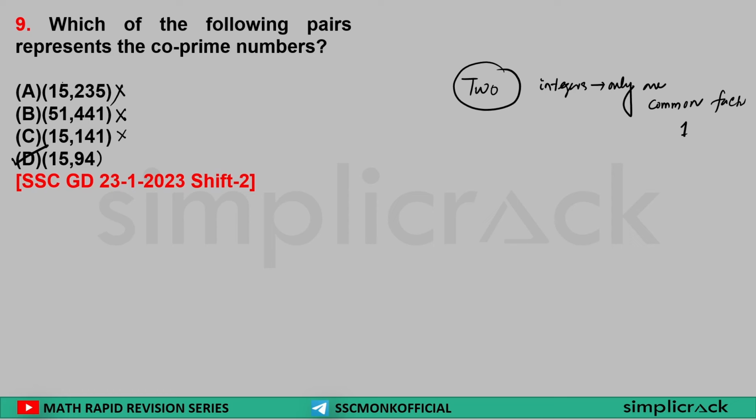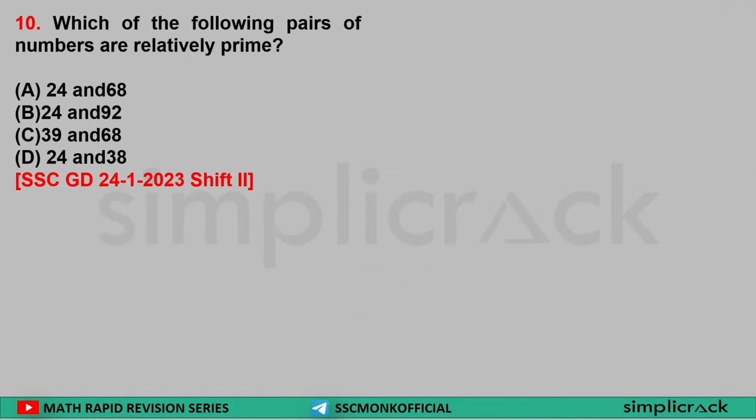So you need to understand that in co-prime numbers, only one common factor is possible, which is 1. Other than that, there are no factors possible. But in twin primes the case is different. Twin primes are a pair of prime numbers in which the difference between these two prime numbers should be 2, or the gap between two prime numbers should be 2. That will be known as twin prime numbers. Clear? Next.